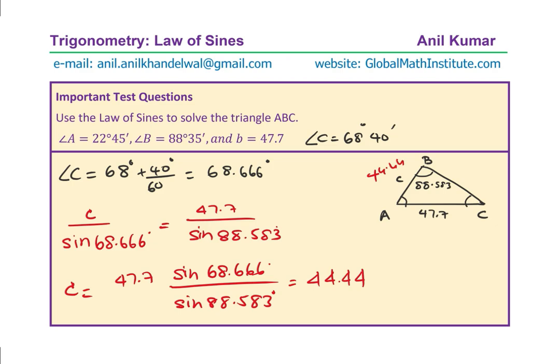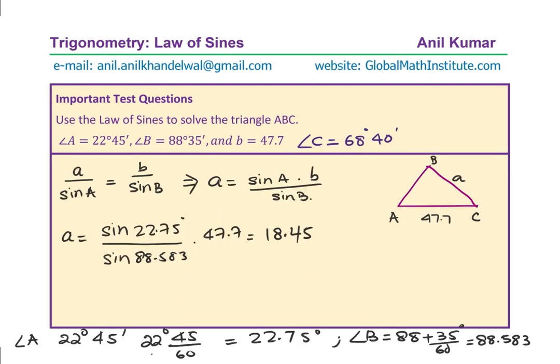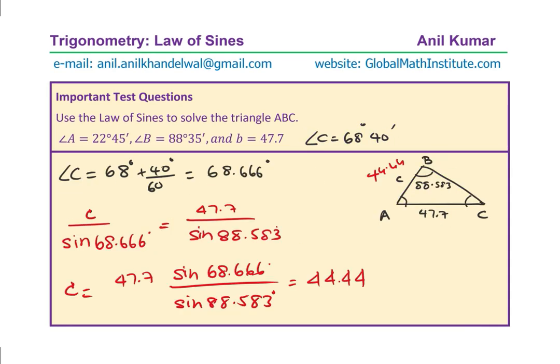So that is how we are going to solve this particular triangle. Side a was 18.45. Angle C is 68 degrees 40 minutes, correct? I hope you understand how we convert the angles when given in degrees and minutes into degrees and use the sine law.